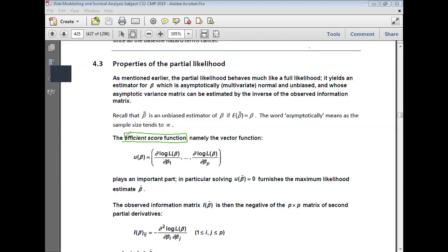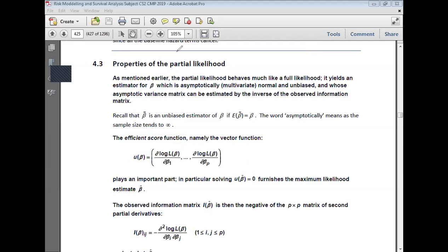We differentiate it once and we equate this particular vector to 0. So we will equate this to 0, 0, 0, 0, p times, right? So each of these particular values should be 0. So you will get the precise value for each of these betas that does maximize the partial likelihood that we're looking at.